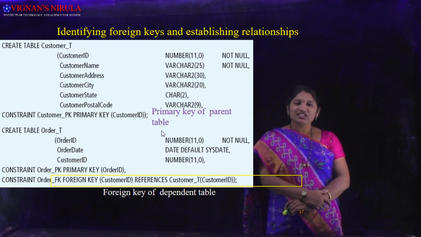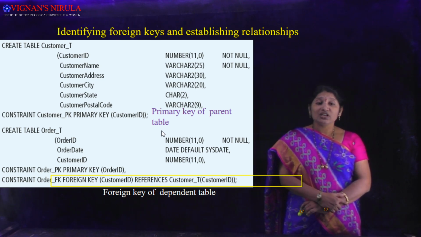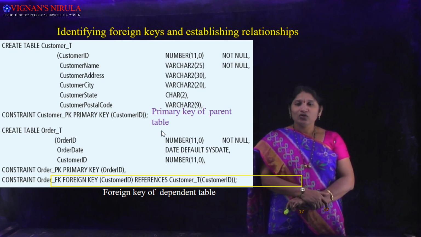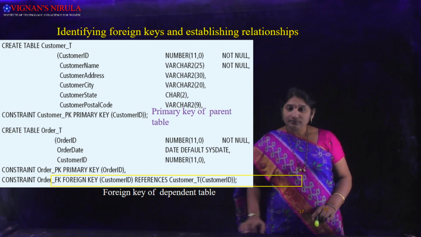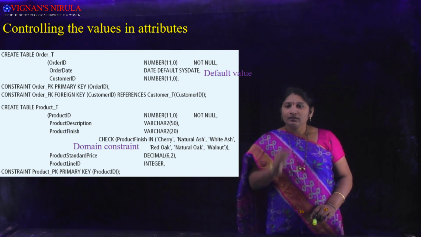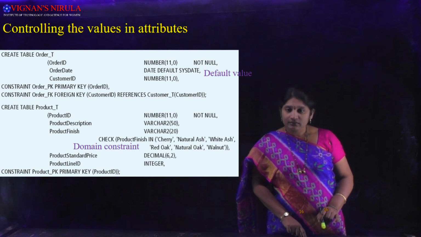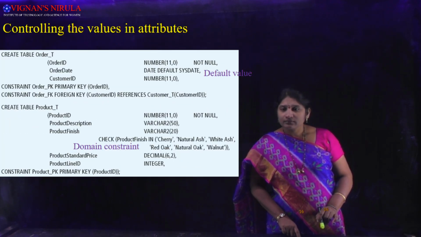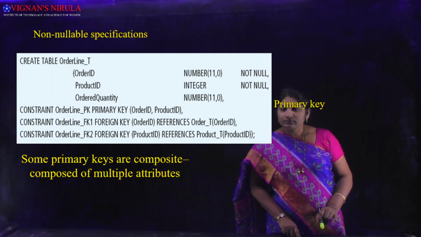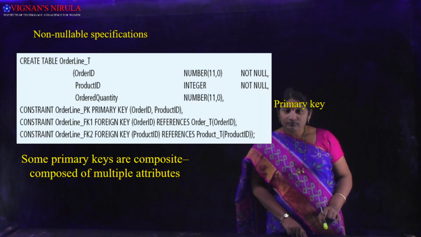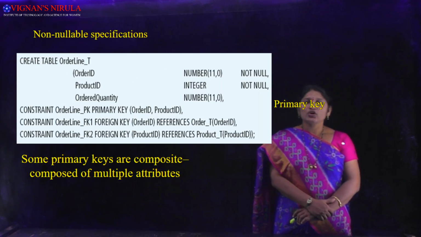So what is the next table? The next table is order underscore T. It gives the order details: which customer has placed which order at which date. Already the orders table is also over. Consider the order line table.